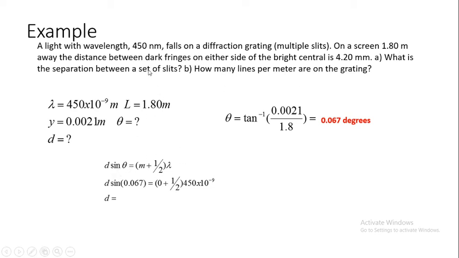So d sine theta, because we're doing dark fringe, so it's m plus 1 half lambda. D sine theta 0.067 equals m plus 1 half, where m is 0, because we are considering it from the point of view of the central bright fringe. So that's 0 plus 1 half times 450 times 10 to the negative 9, which is the wavelength of light. So D is 0.0001924 meters. Okay? So the distance between dark fringes on either side of the bright central spot is 4.20 millimeters.